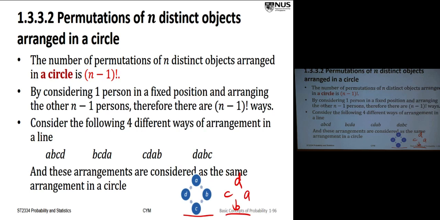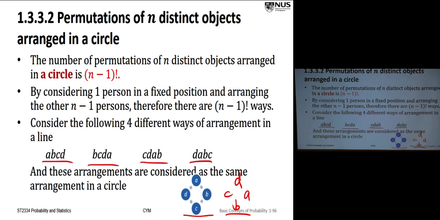So the position is relative. Who sits next to you? Who is on the left? Who is on the right? So this A, B, C, D that I wrote down here, and the other one, they are considered the same arrangement, same order, same arrangement. So how many of them are considered the same altogether?